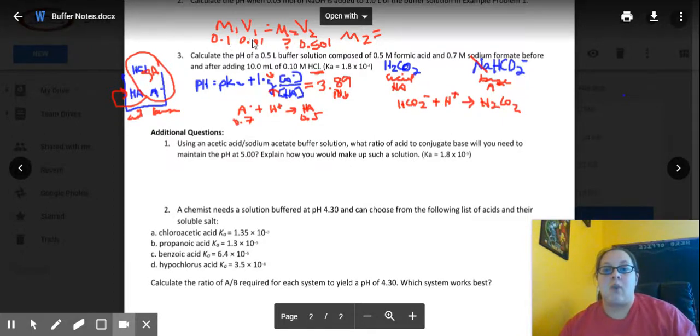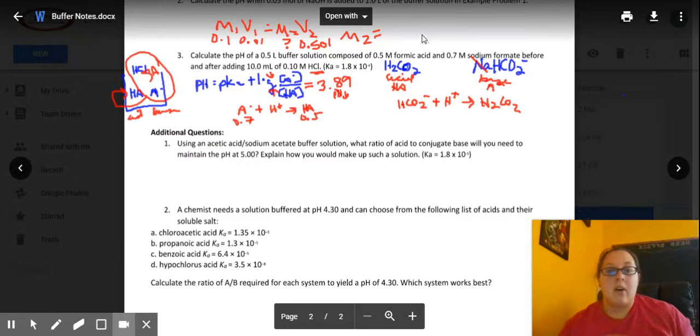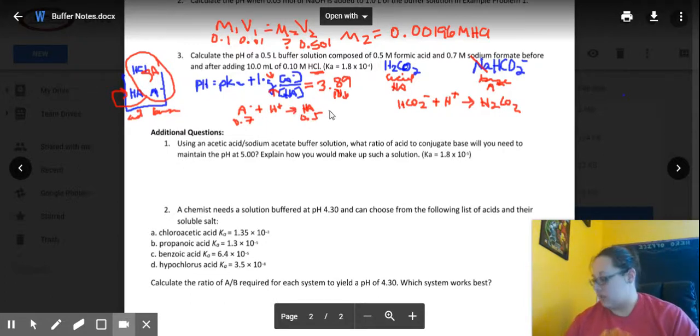So now we're going to figure out our new molarity for the HCl. I would take 0.1 times 0.01 divided by 0.501. And when you do that, you get a very small number, 0.00196 molar HCl. So I have to do this first before I can plug it into here. I have to figure out that new concentration, because I'm mixing two volumes and that concentration is going to change.